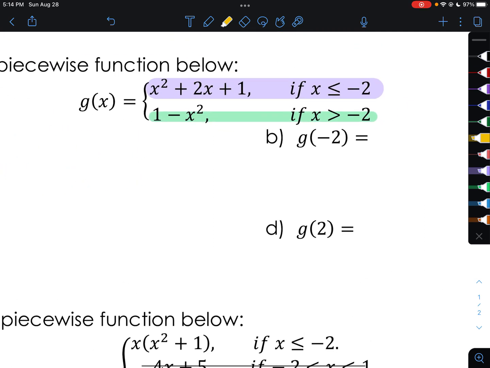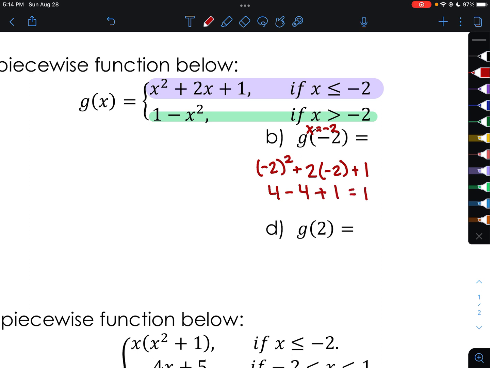Looking at B, it says g of -2. So that would be when x equals -2. Well, x equals -2 right here because of that or equal to, which means we're using that top equation again. So I'm going to plug in (-2) squared plus 2 times -2 plus 1. That would be 4 minus 4 plus 1, which just equals 1. So g of -2 equals 1.